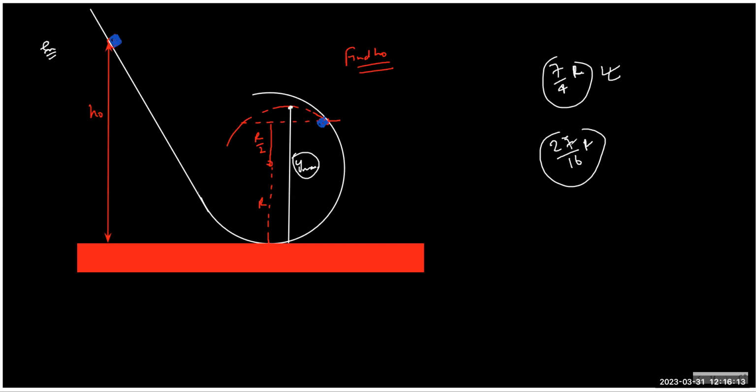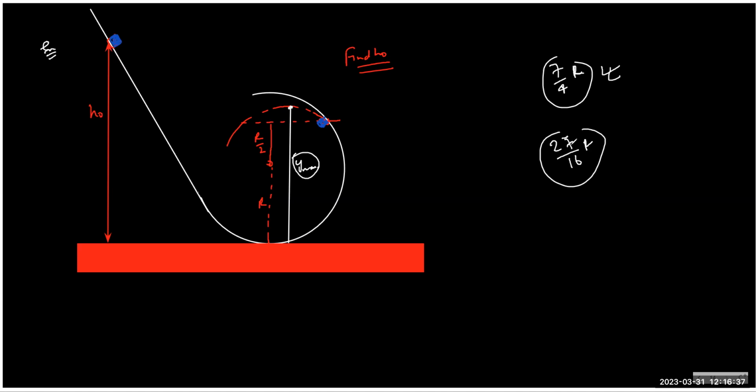Sir, I did not specifically calculate V. The velocity is root of GR by 2. Yes. Then V square sine square 60 upon 2G plus 3R by 2. So we are getting the same answer, 15R by 8.